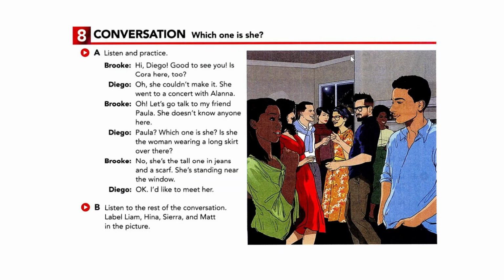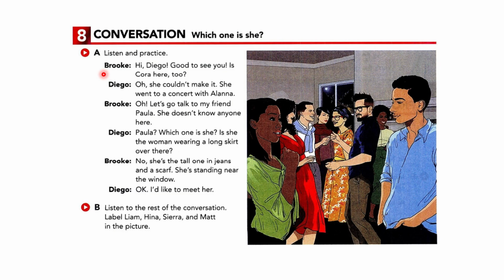Okay, so let's continue with our second conversation. Who is going to read? Okay, let's start with Saoni and Joangel. So Saoni is Brooke and Joangel is Diego.